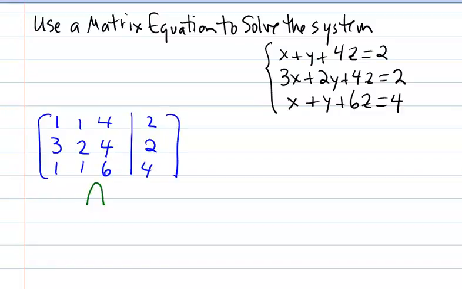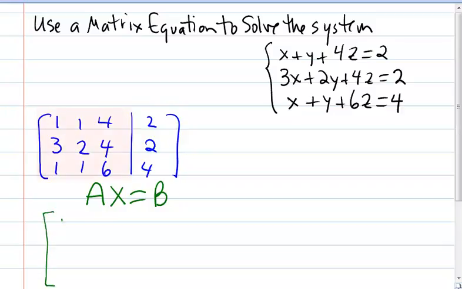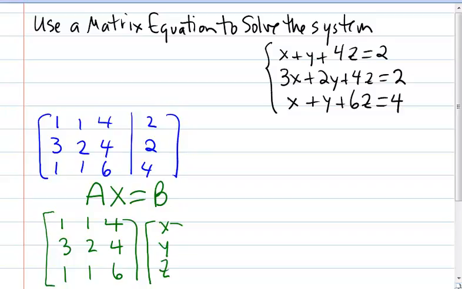For our matrix equation, AX equals B, the matrix A is just the coefficients. The variables are put into a column, so that's X, Y, Z, the variables from my system, and B is the column of constants. So here is my matrix equation, and I solve it like any matrix equation, no matter what size these matrices are.